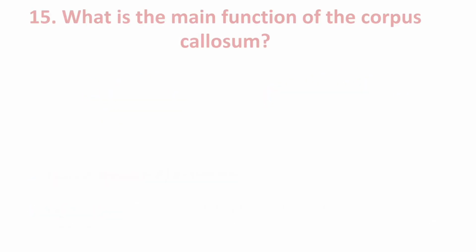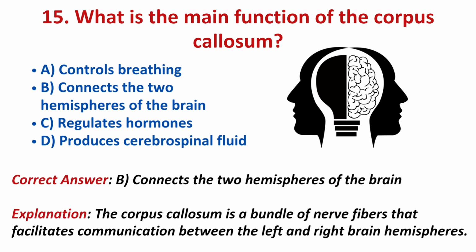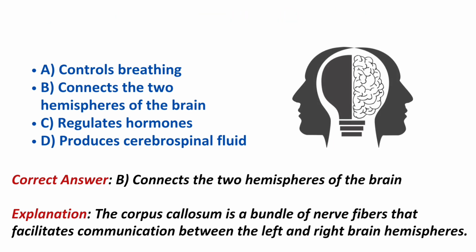Question number 15. What is the main function of the corpus callosum? Options are control breathing, connect the two hemispheres of the brain, regulate hormones, and produces cerebrospinal fluid. And the correct answer is option B. It connects the two hemispheres of the brain. The corpus callosum is a bundle of nerve fibers that facilitates communication between the left and right brain hemispheres. So the correct answer is option B, connecting two hemispheres.